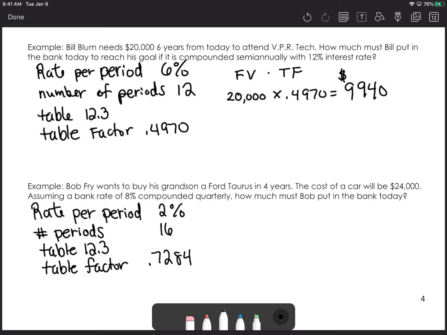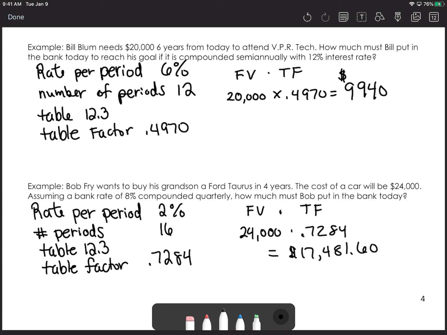So that means I'm going to take my future value, I'm going to multiply it by my table factor so I can get my present value. So I'm going to take 24,000 times my table factor, which is 0.7284, and I'm going to get $17,481.60. So that's the amount that he has to put in the bank right now, so that in 4 years he can earn enough interest so that he can have $24,000 and buy his grandson a car.